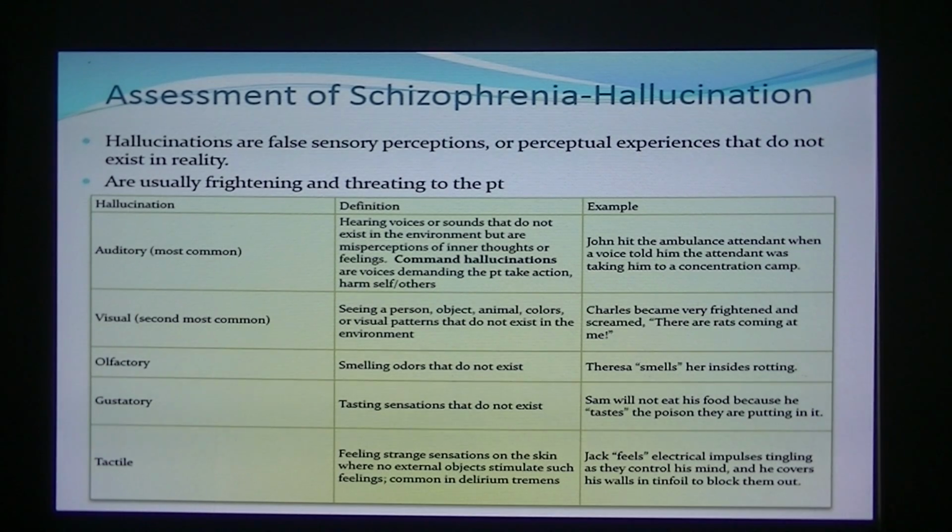Visual is the second most common. This is where they see a person, animal, object, etc. that's not there. Then they can have hallucinations such as smelling odors or tasting. With the tasting one, they may say that they taste poison in the food. And if you have a patient like this who refuses to eat because they think the food is poison, the best thing you could do is take them to a vending machine and let them get their own food that is already packaged, so they know that you can't put any poison in it. Another one would be the tactile, when they feel strange sensations on their skin, such as bugs crawling on them as well.